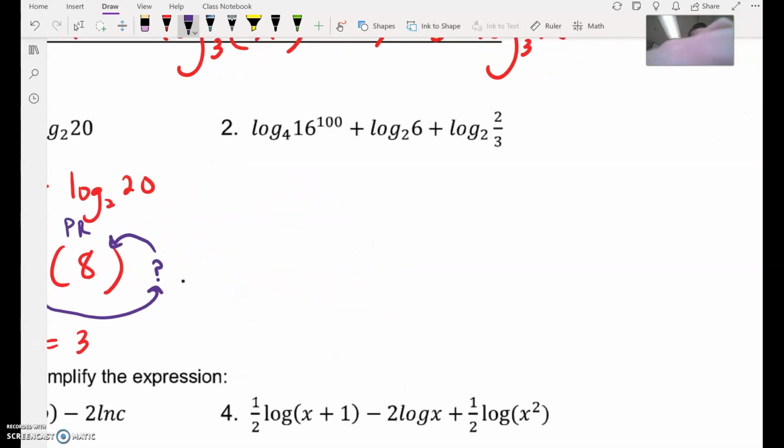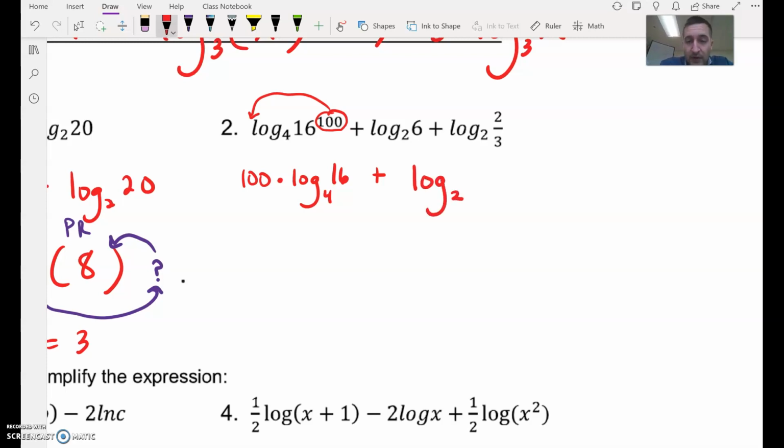All right, let's evaluate this one. Ooh, tricky. What do I got here? I see an exponent. So can't that go down front? Isn't that the power rule? So let's rewrite that as 100 times log base 4 of 16 plus, let's go ahead, since it's all plus, the order doesn't matter. Let's combine those. 2 logs with a plus sign. The product rule says I can multiply and turn them into 1 log, with 6 times 2/3, 12 over 3, that's 4. So now I'm here.